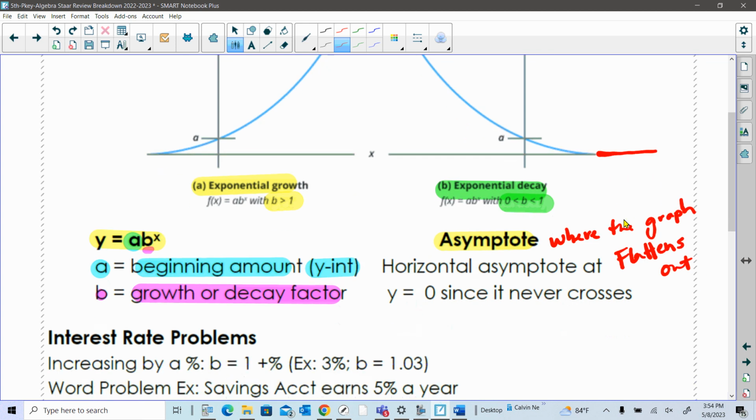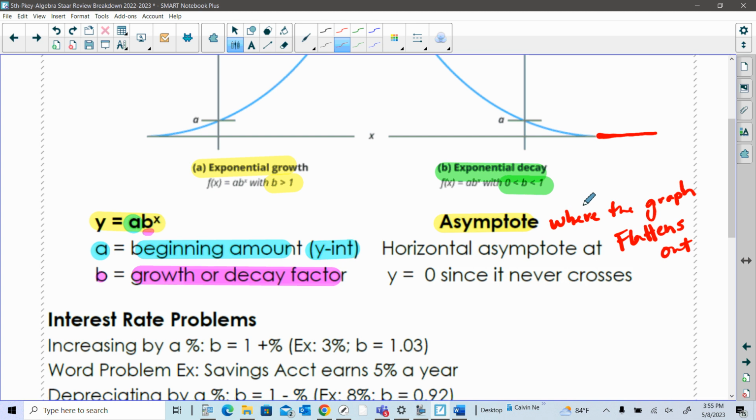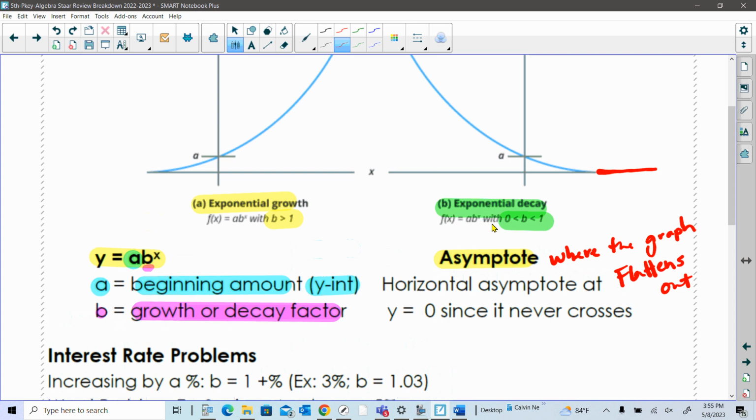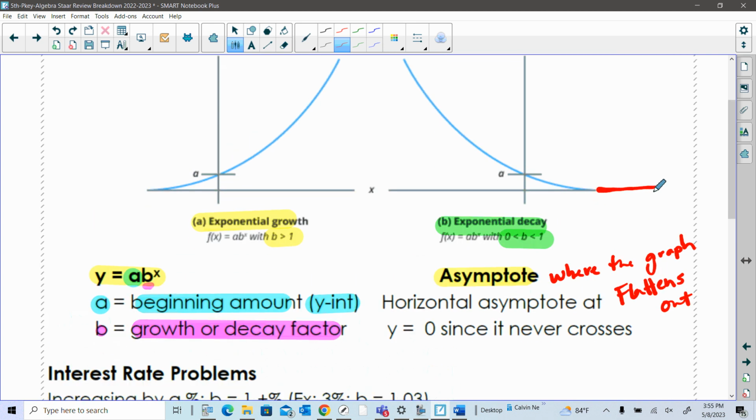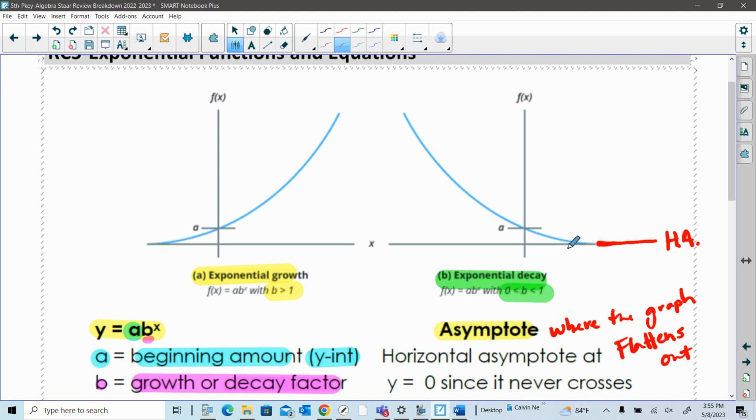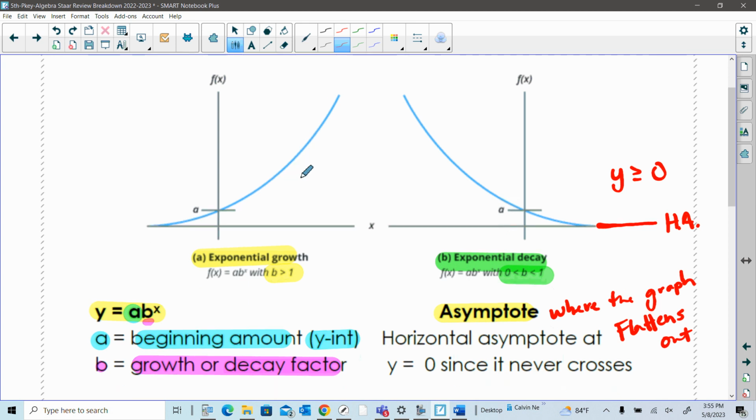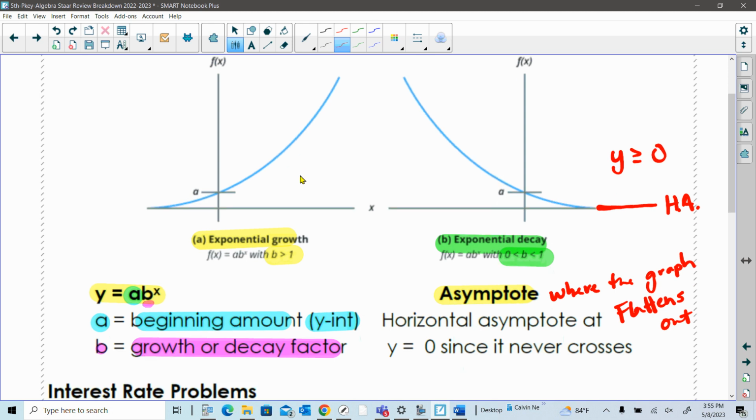All right, so our asymptote correlates with our range. It's important we know the asymptote because it's going to help us determine our range. So if this flattening line is, I'm just going to put HA, horizontal asymptote. And since this graph of decay, this curve here, is above that horizontal asymptote, then it's going to be y is greater than or equal to whatever that value is. Or here, it's going to be 0. Same thing, this is going to be greater than or equal to.